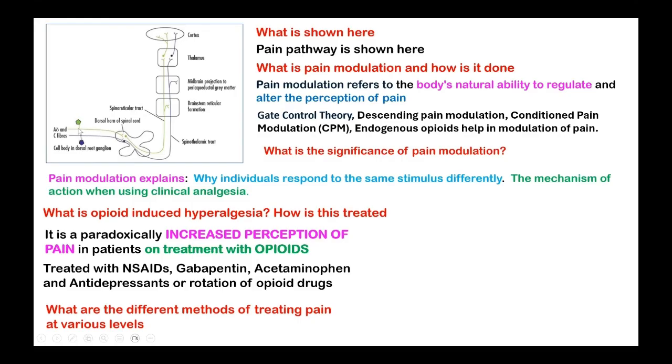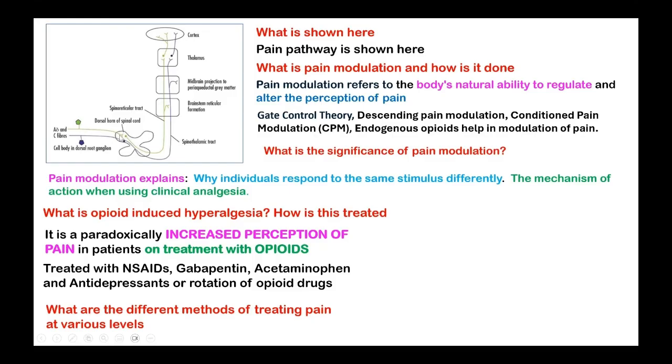A delta and C fibers: what type of pain do they conduct? A delta fibers conduct fast, sharp pain, and C fibers conduct slow, dull pain. Dull pain is conducted by C fibers, and sharp, fast pain is conducted by A delta fibers.